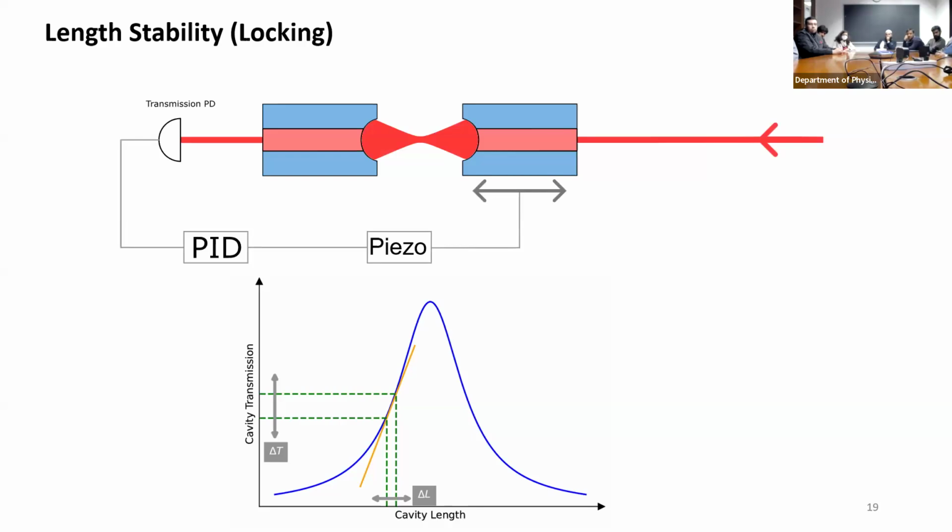We send light in, we form the cavity, we measure the light, and then you see the change in the light. You can Fourier transform that change, and you can then send a correction signal via a piezo actuator into the length, into the cavity. And you can measure the change.